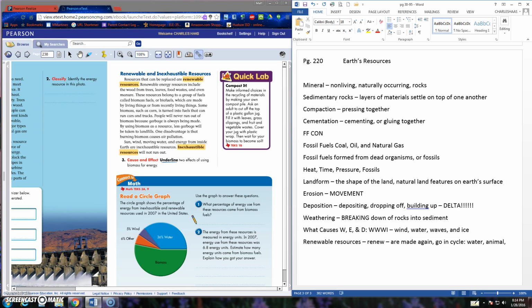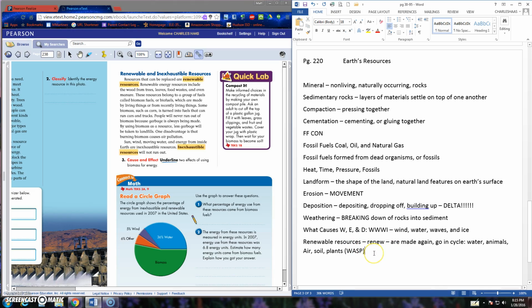Animals go through cycles. Air goes through cycles. Soil goes through cycles. And plants go through cycles. Water, air, animal, soil, and plants. And I abbreviate that as WASP, WASP. These are our renewables. They go in cycles. Water, air, animals, soil, like the rock cycle, and plants.